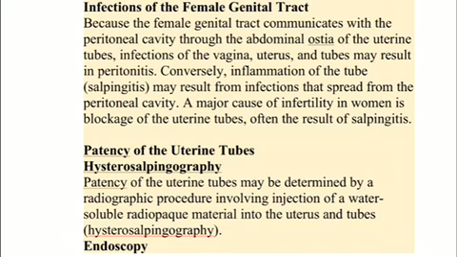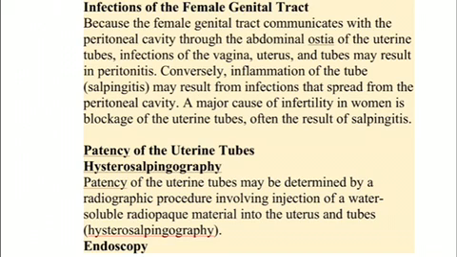Also, there can be inflammation of the uterine tubes, what we call salpingitis. You could have it coming from infections that occur in the peritoneal cavity. So infections in the peritoneal cavity could result in inflammation of the uterine tubes. A major cause of infertility in women is blockage of the uterine tubes as a result of inflammation, salpingitis.